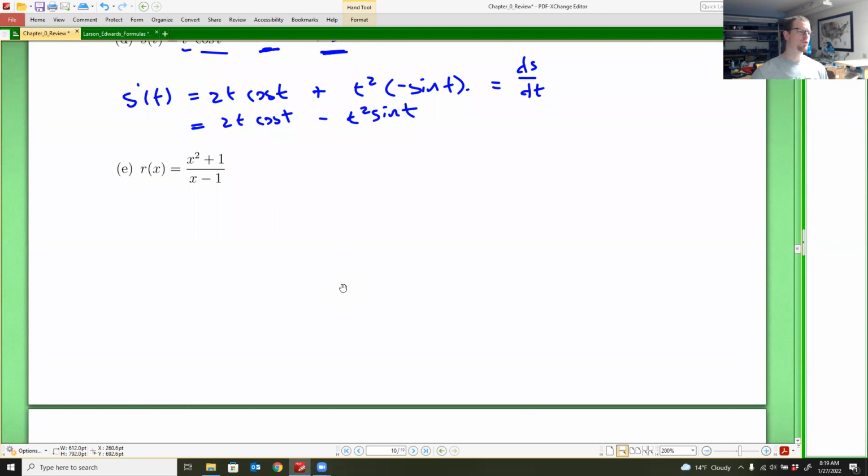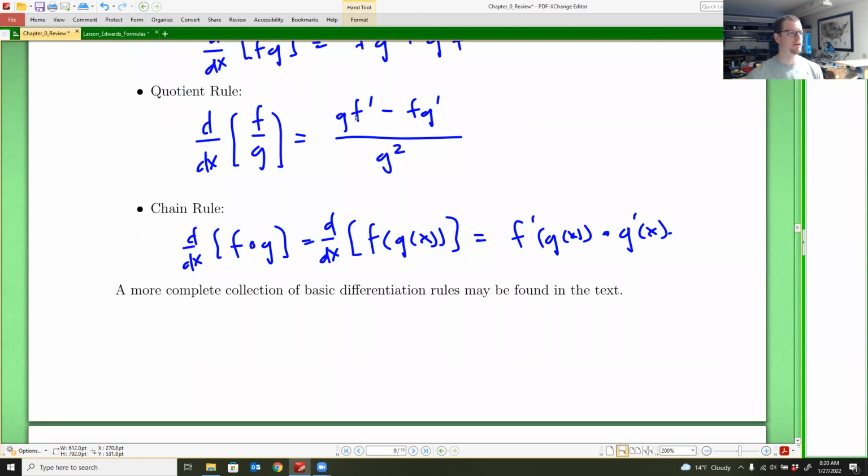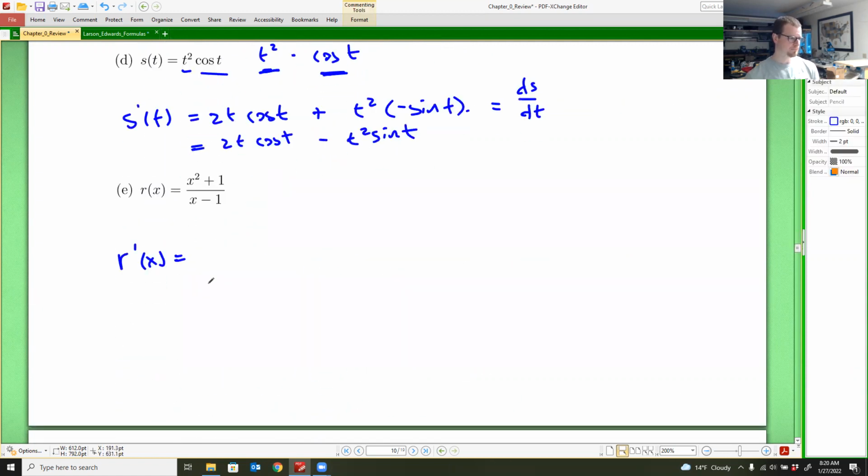Here we have a quotient, so we want to use the quotient rule. So r prime of x is equal to, if we use our differentiation rules, low d high minus high d low over the square of what's below. I still mess it up. Excellent. So the denominator times the derivative of the numerator.